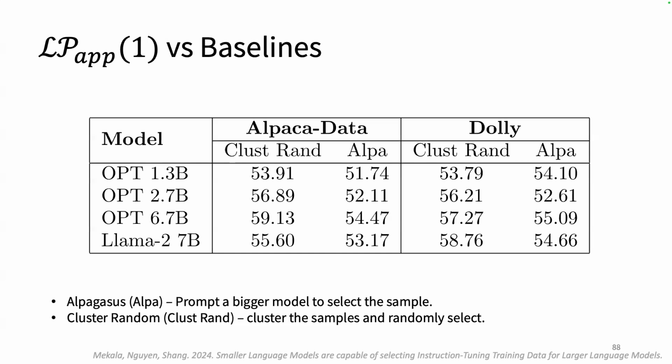Okay, we also compare LP approximate against baselines, similar to the previous table. Here we compare against AlpaGasus, where it prompts ChatGPT to give a score between 1 to 5 to select the samples, and Cluster, and Random, which is randomly selecting. And our proposed method is significantly better than others. As you can see, all of them are more than 50%.